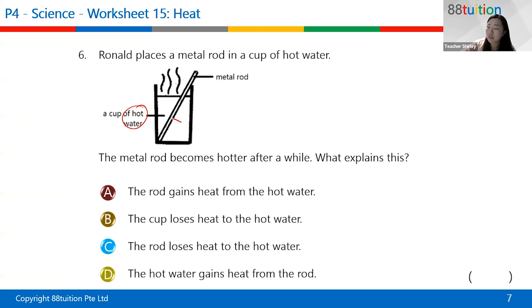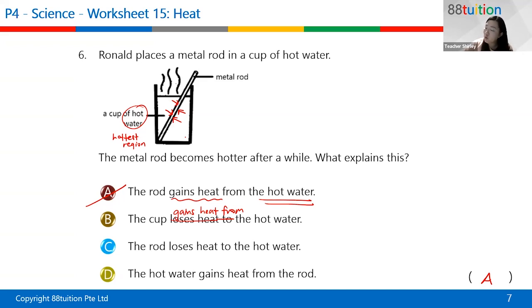The heat will be conducted to the metal rod, right? So the rod will gain heat from the hot water. So that's correct. Answer is A. Okay. The cup will lose heat to the hot water. That's wrong. This one should be gains heat from, because the hot water is the hottest region here. So of course, heat will travel from the hot water to the metal rod as well as to the cup.